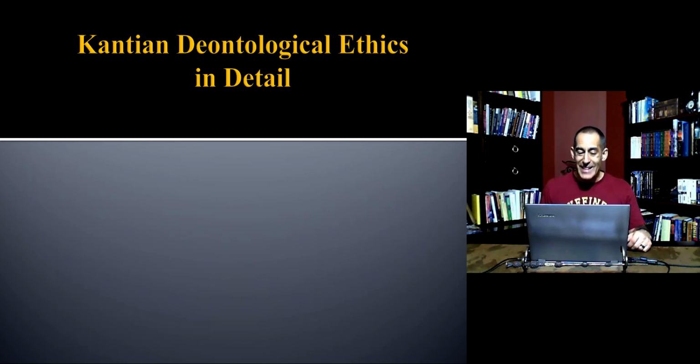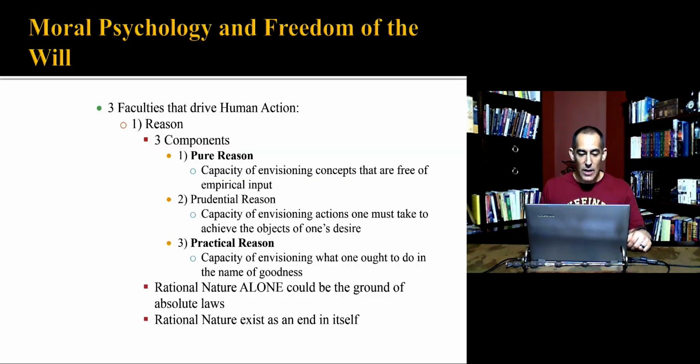So let's go in detail to Kantian deontological ethics, starting with the moral psychology. And we're talking here the freedom of the will, like I said, being of paramount importance. So the three faculties that drive all human action are these. The reason. So what is the reason? Let's take them each one at a time. Three components of the reason that Kant talks about.